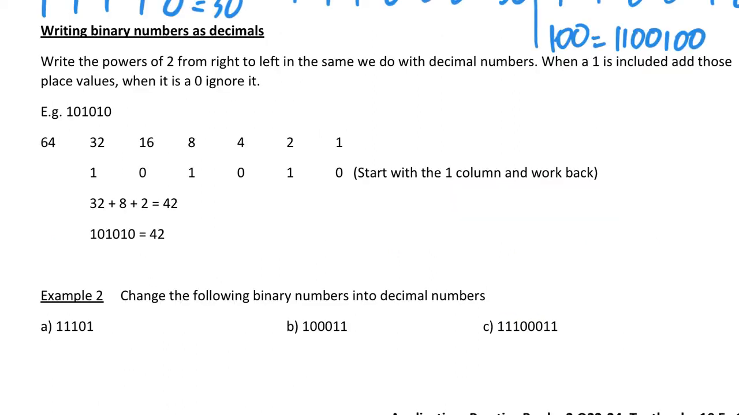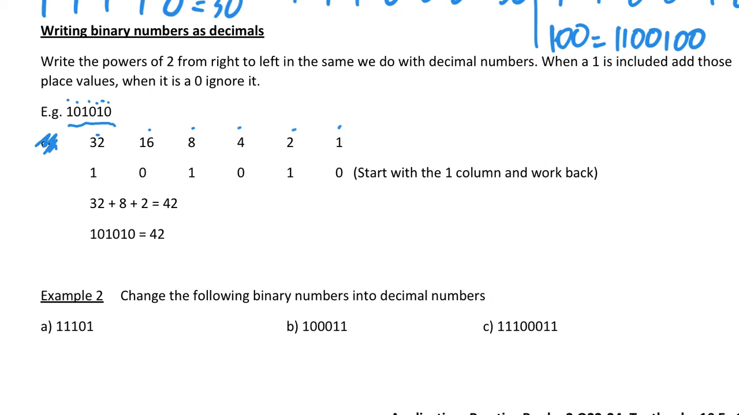We're going to look now at how we write binary numbers as decimals. We're going to jump to the example here. In this example, we're going to work out 101010. If you count up the number of digits, we've got 1, 2, 3, 4, 5, 6. So we can get rid of the 64, we don't actually need it. We've got 6 things written down. Starting with the 1: 1, 2, 4, 8, 16, and 32. There's your 6 things.